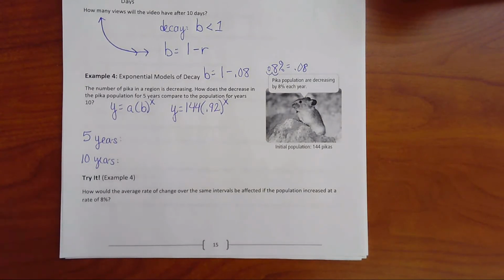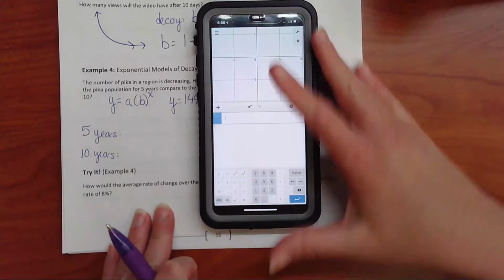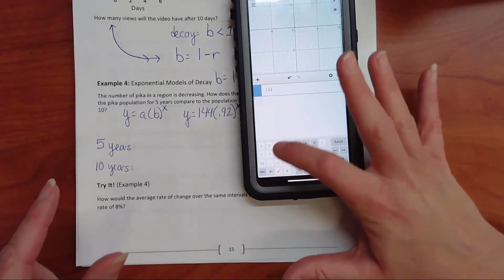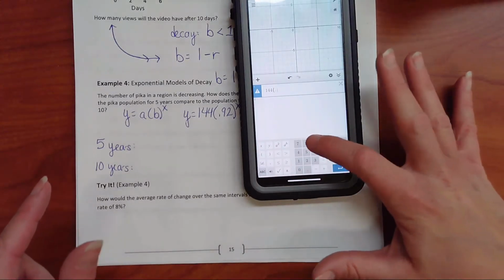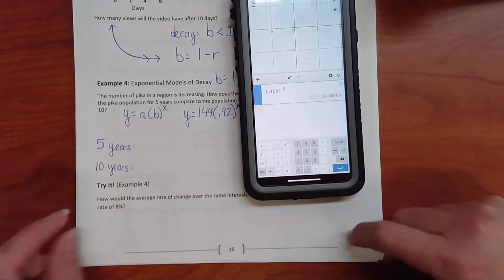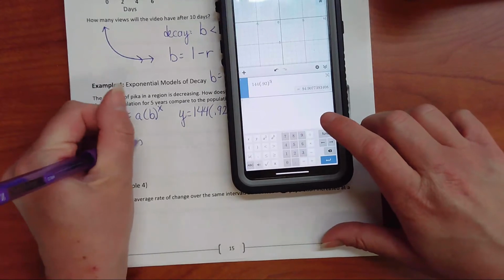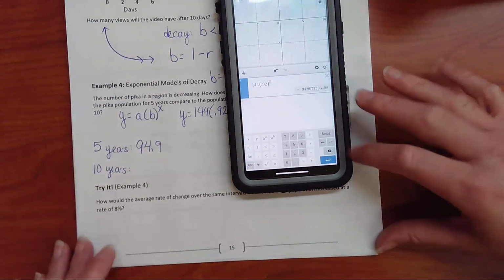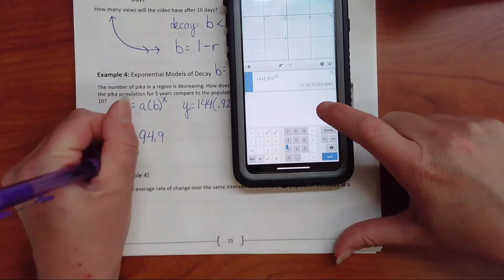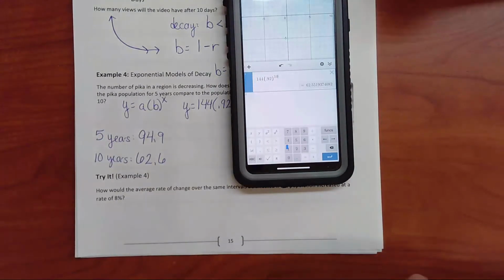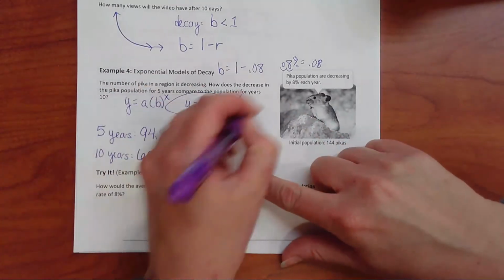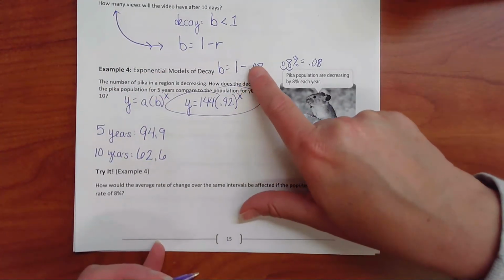So let's plug into Desmos here and figure out what it would be after 5 years. So we take 144, parentheses, 0.92, get out of the parentheses, and then raise that to the 5th power. So after 5 years, we are down to 94.9 pica. But let's delete that out. What do we have after 10 years? After 10 years, we're only at 62.6 pica. So that's how you plug into the exponential decay formula. So again, it's the same equation, except for that b value, you do 1 minus.